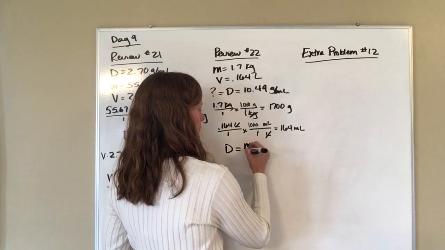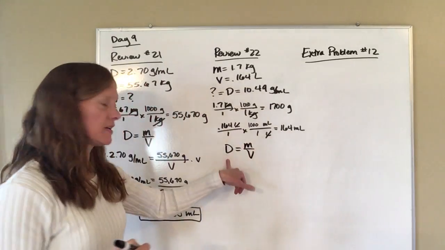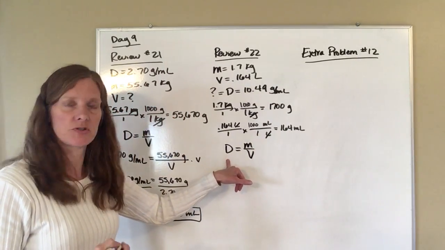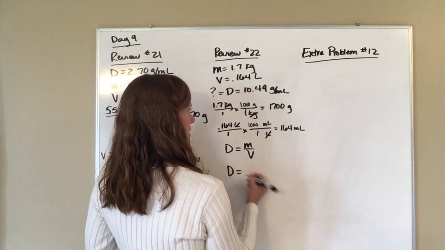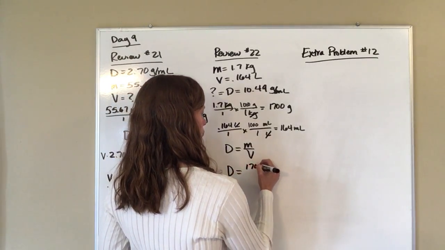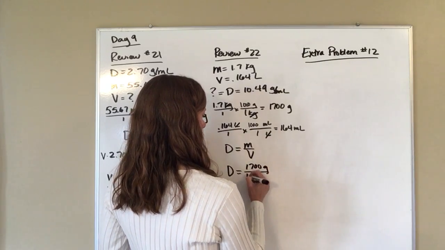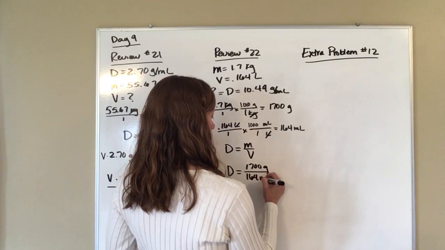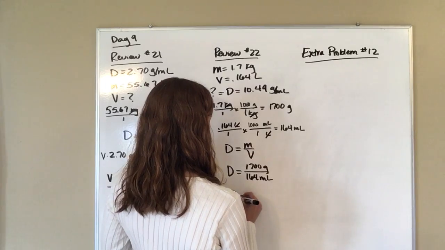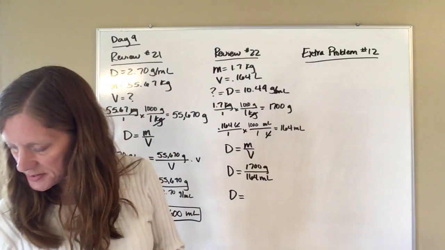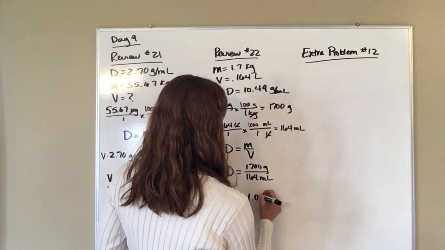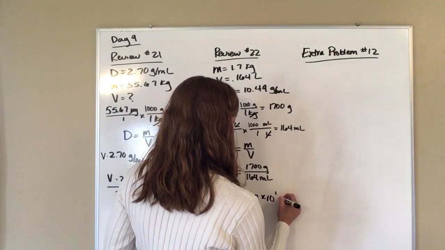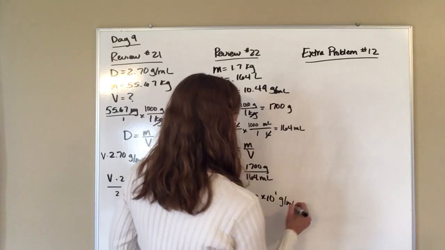Density equals mass over volume. Now in this one, the D is on this side by itself already, so there's no need to move your equation around at all. So your density is going to be 1,700 grams divided by 164 milliliters. The density should come out to be 1.0 times 10 to the first grams per milliliter.